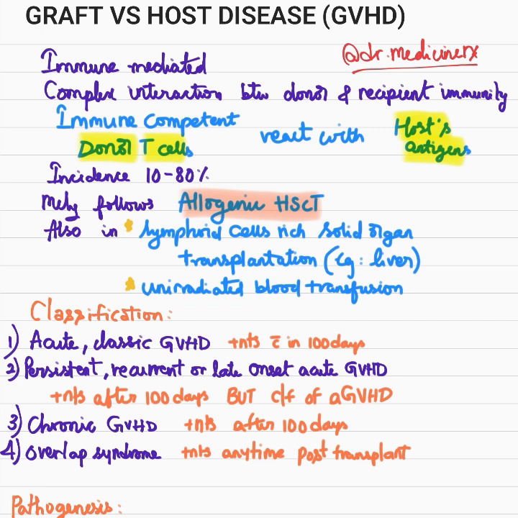It has an incidence of about 10 to 80% of cases and most commonly follows an allogenic hematopoietic stem cell transplantation. It also occurs in cases of transplantation of lymphoid cell-rich organs such as the liver, as well as transfusion of unirradiated blood.